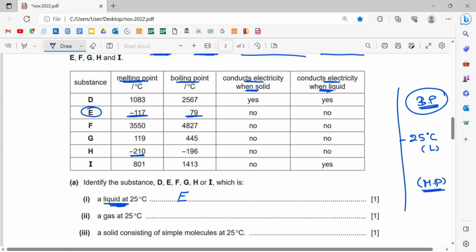The next one, substance which is a gas at 25 degrees Celsius. Okay, a gas at 25. So this is the 25 degrees Celsius. This means melting point and the boiling point are both below 25. So let's check here. We need a substance having a melting point and a boiling point below 25. So here it is substance H.